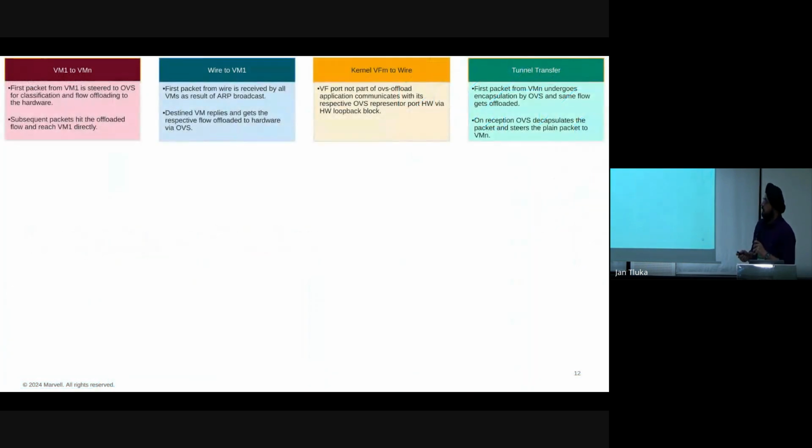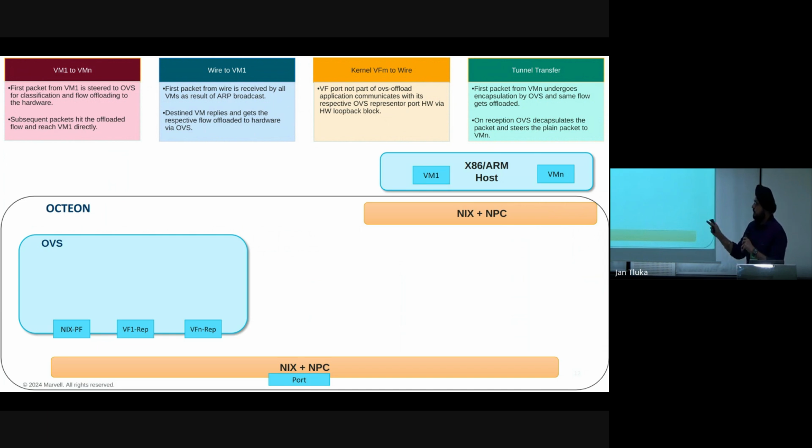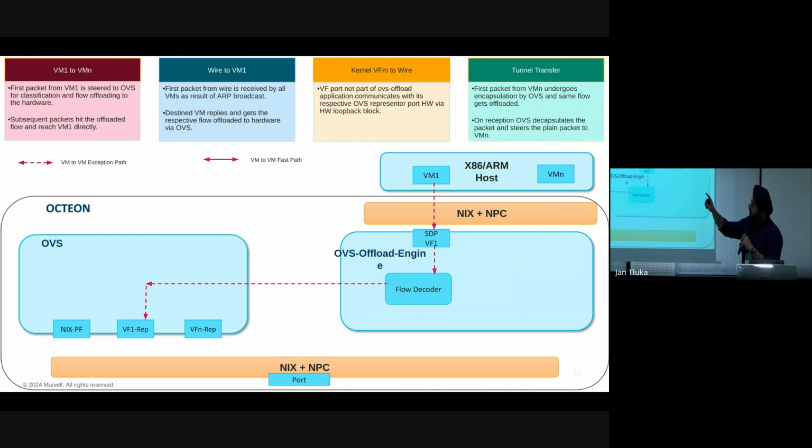Now let us go through the packet flow, how the solution looks. This diagram is from the first slide itself, which showed that OVS holds the PF interface, while the VMs hold the VF interfaces. Plus, they have a representor in the OVS bound to it.